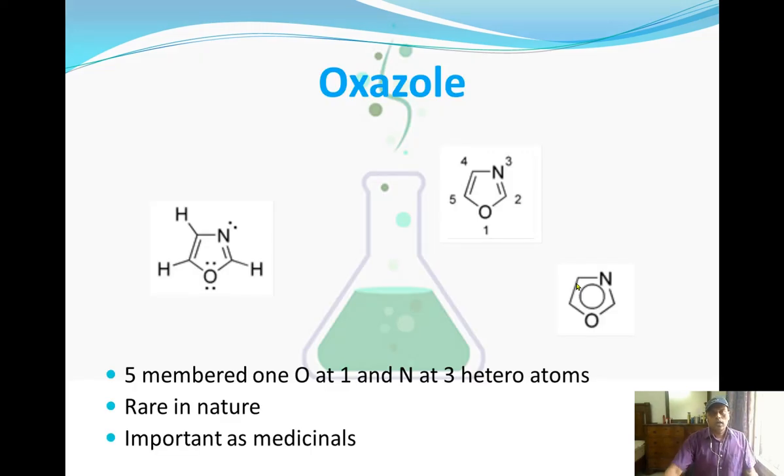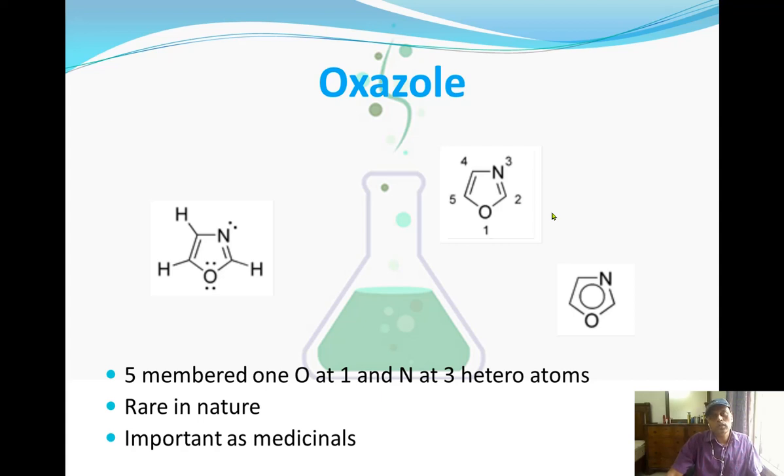Alright, oxazole, as you can see the structure here, oxazole is a five-membered unsaturated heterocyclic compound. It has got two heteroatoms. One is oxygen, the other one is nitrogen. Oxygen is at position number 1, and nitrogen is at number 3. The numbering is done according to the IUPAC nomenclature.